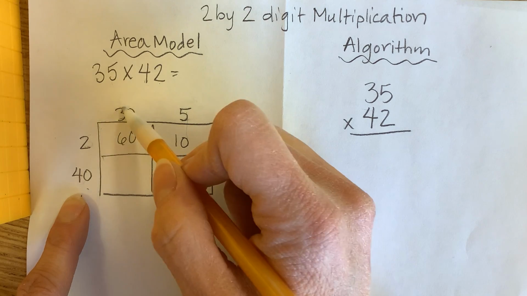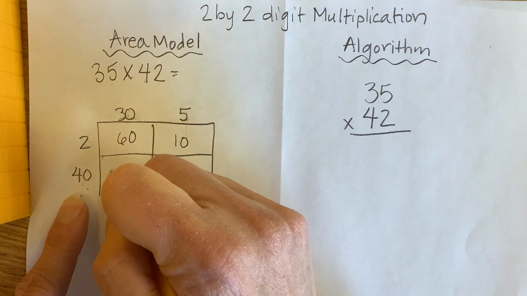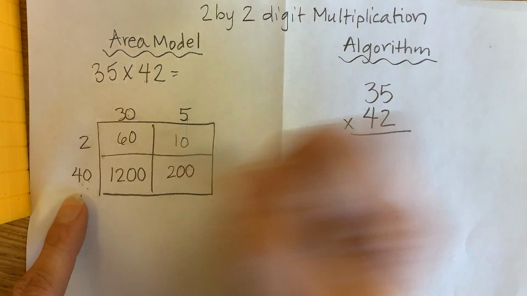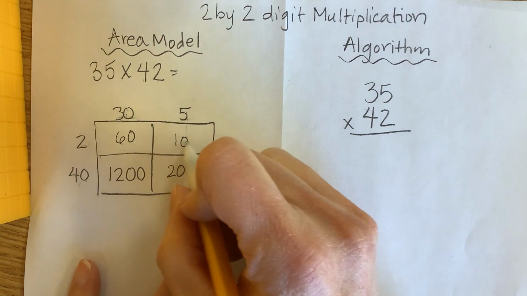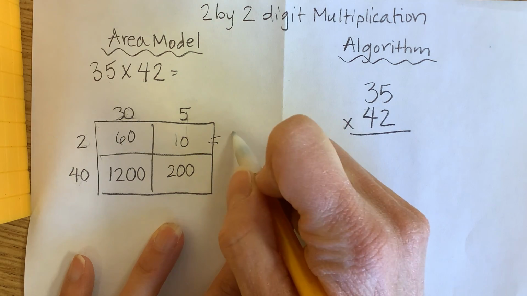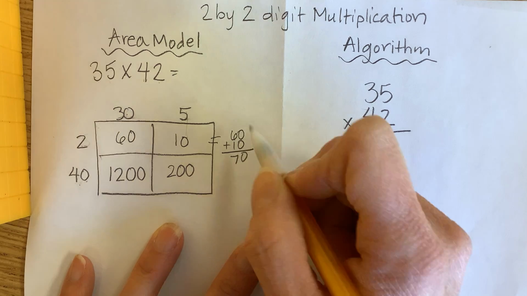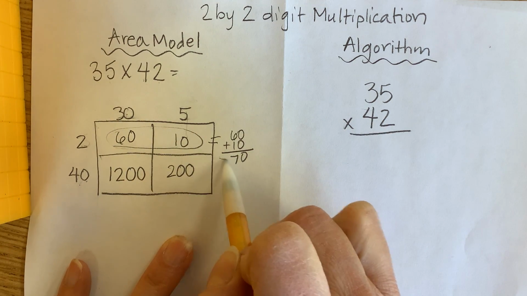Then we're going to do our tens and our tens together. 30 times 40, which would be 12 with 2 zeros, one for that 0, one for that 0. Okay, now I'm going to add together these two products, 60 plus 10, and that's going to make 70. So both of these products together is going to make 70.